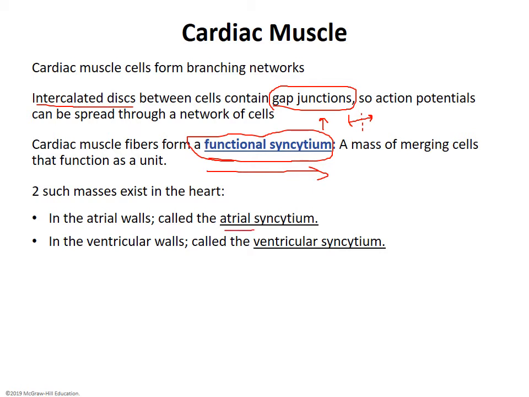And again, we'll go back to the atrium and the ventricle. So the atrial syncytium is the first. The atria both squeeze, push blood into the ventricles. Then the ventricles squeeze and they push blood out of the heart. So when the ventricle walls contract, it's called ventricular syncytium.